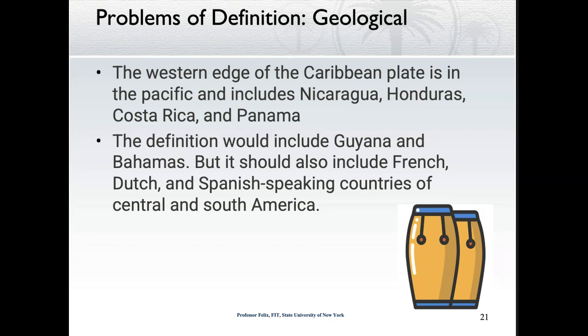So the geological also has this problem. The western edge of the Caribbean plate is the Pacific and includes Nicaragua, Honduras, Costa Rica, and Panama. And I will also add El Salvador.